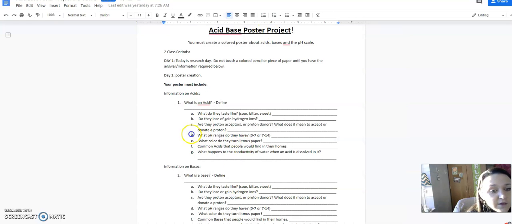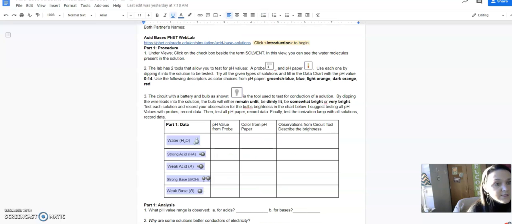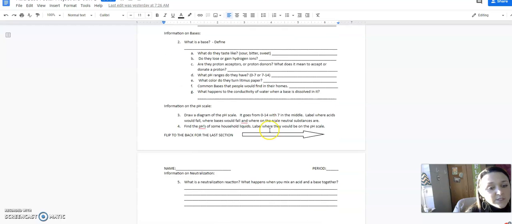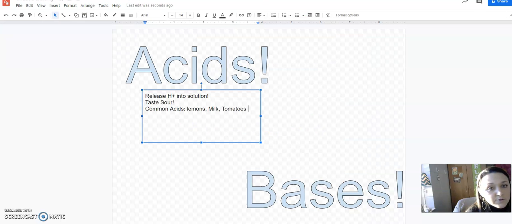And you have to have all the information here on your poster. Common acids found in the home. I could put lemons or milk or tomatoes. So you can do it this way and make it very creative, but all of this information has to be on the poster to get credit.